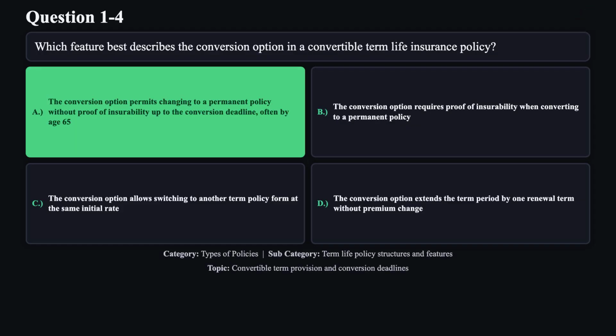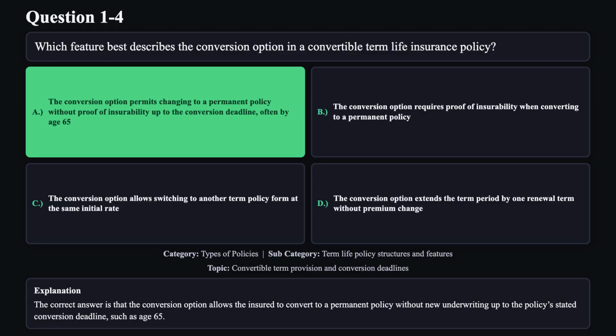The correct answer is A. The correct answer is that the conversion option allows the insured to convert to a permanent policy without new underwriting up to the policy's stated conversion deadline, such as age 65.